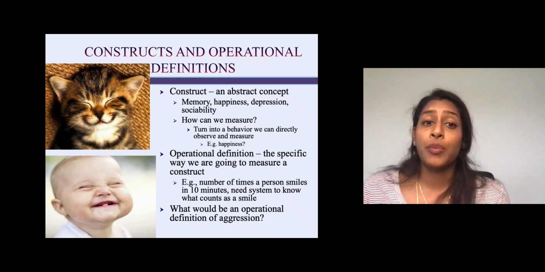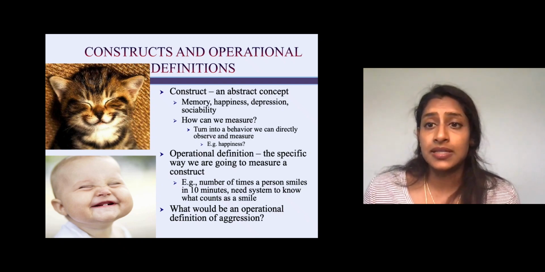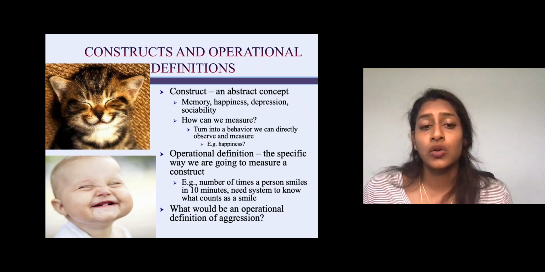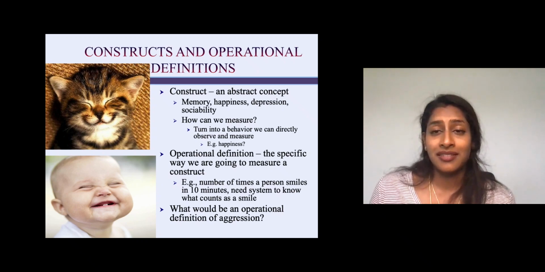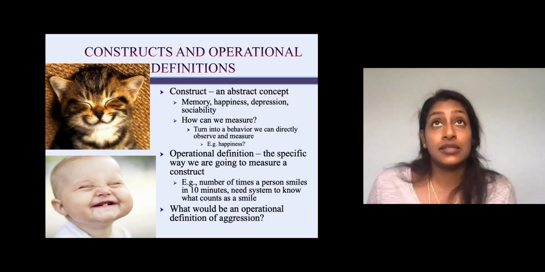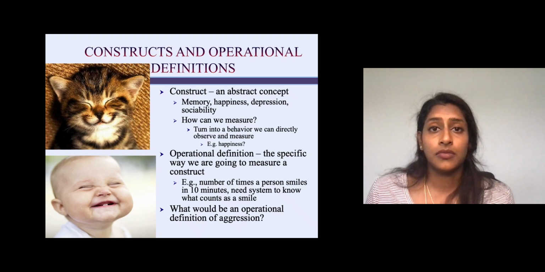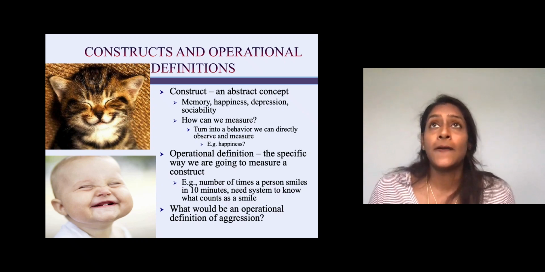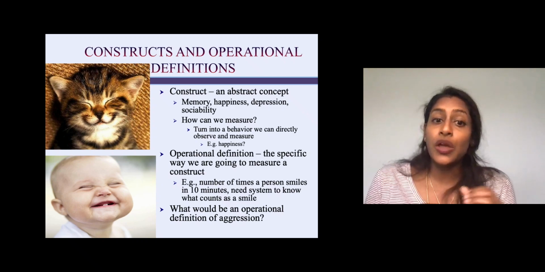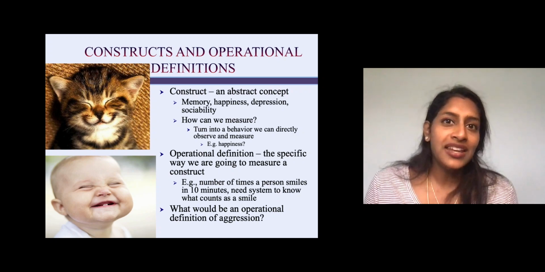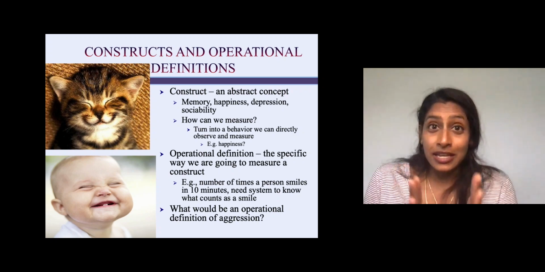So my operational definition might be something like the number of times a person smiles in 10 minutes. But we also need to know a system for smiling. I mean, is this a smile? Is this a smile? Right? Everybody's a little bit different in what they're going to come back and say a smile is. So we also need to have a system to evaluate that. So you're getting into the nitty-gritty.